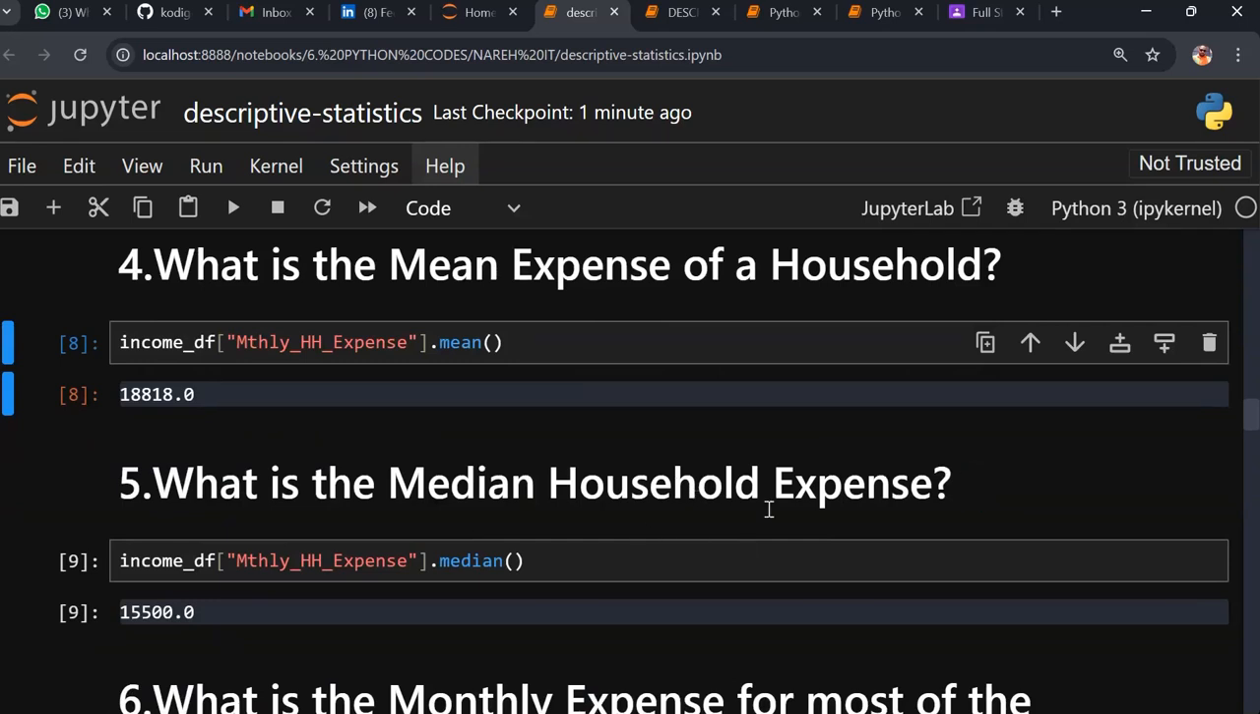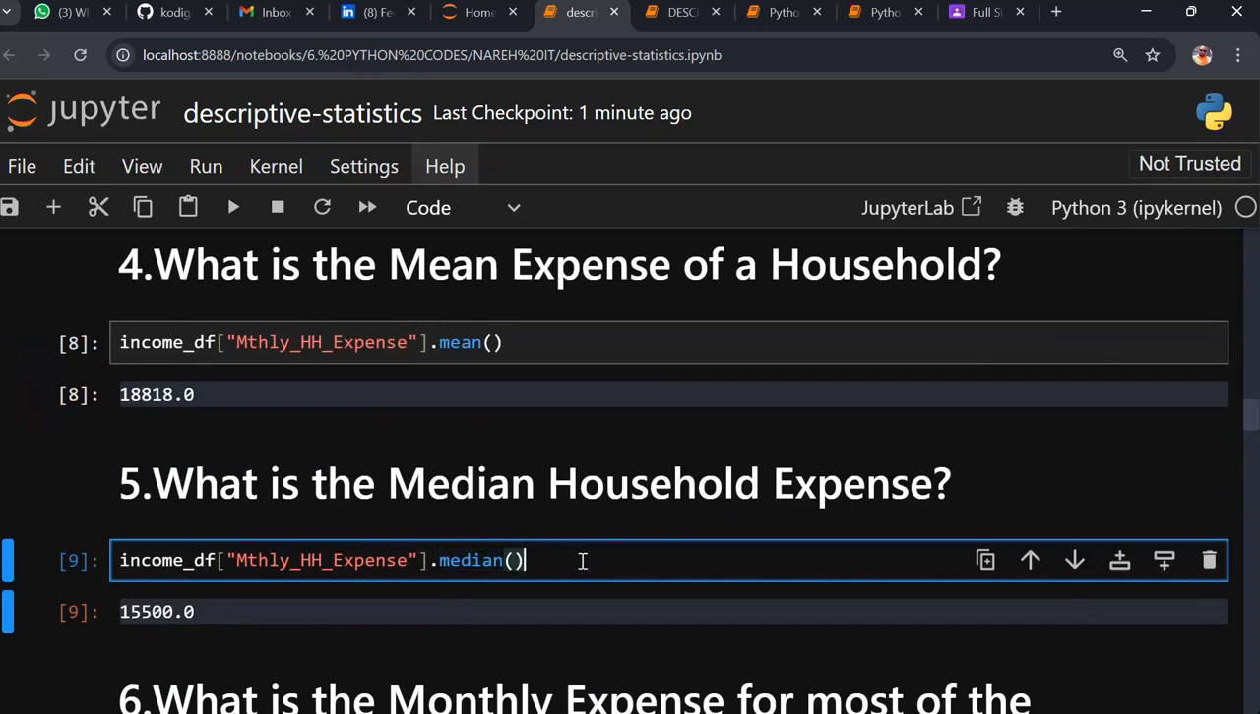If you want to know median expenses, what is median? 15,000. So which function? So in upcoming days, whenever you work on any data set, if you know the mean function, would you get the mean output or not?